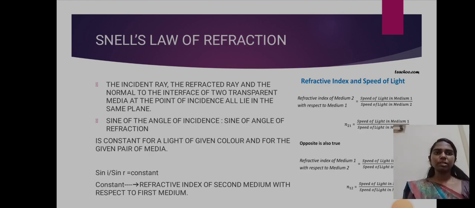Snell's law of refraction, also called the law of refraction. The incident ray, the refracted ray, and the normal to the interface of two transparent media at the point of incidence all lie in the same plane. The formula is sin i / sin r = constant. Here, sin i / sin r is equal to a constant.